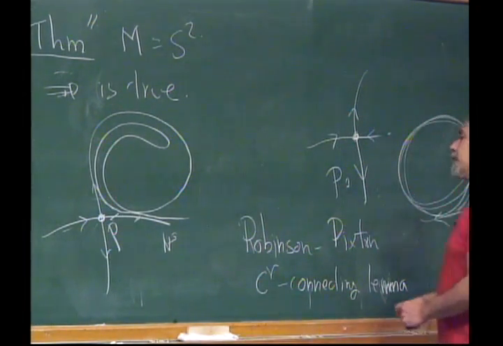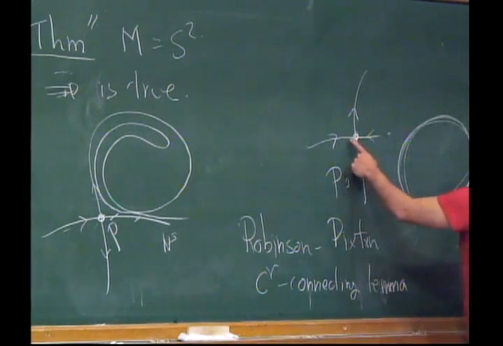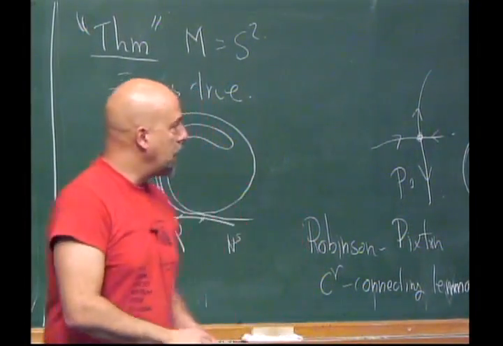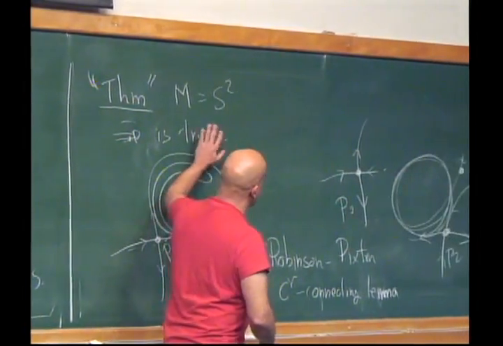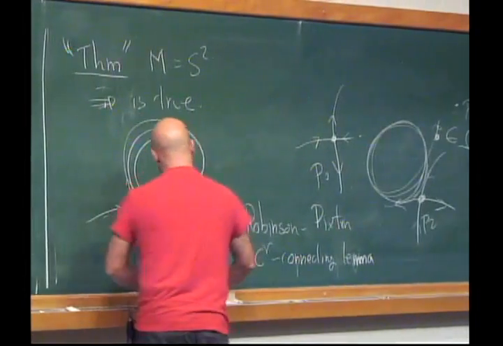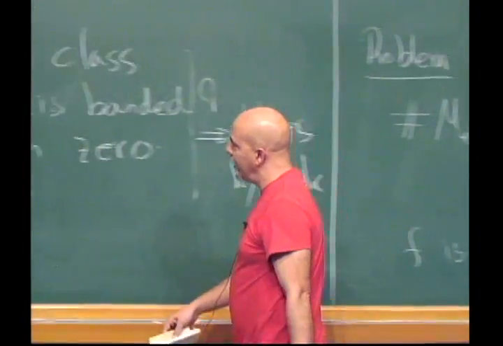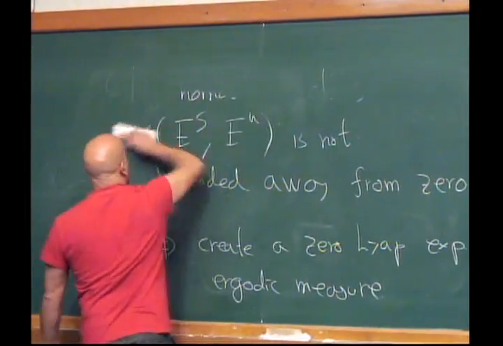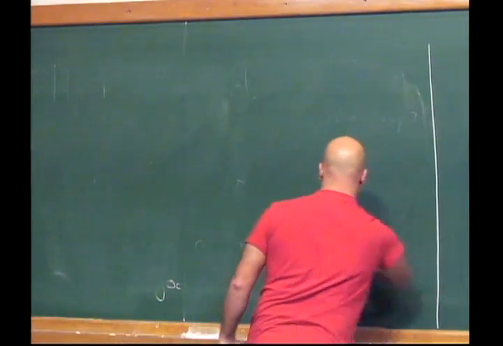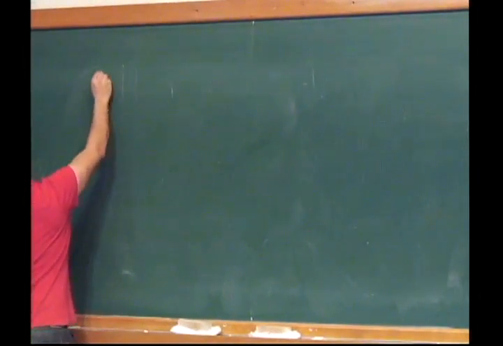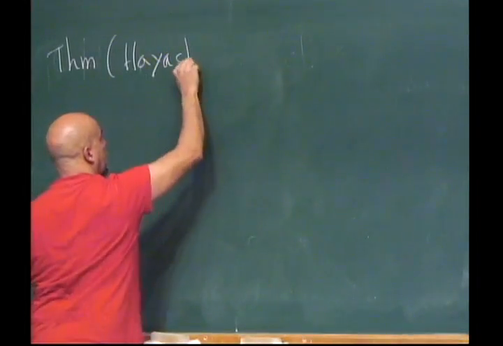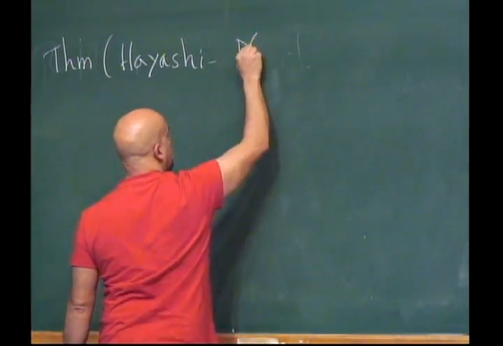Once you get that, this should accumulate on other ones, using prime ends and so on and so on. This is something that you can do here. But I don't want to talk very much about it because I also want to show the following, which is truly general. And this is a result by Hayashi based on Mañé's C^2 connecting lemma.